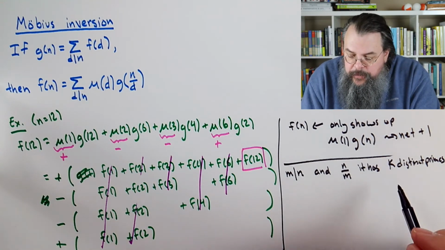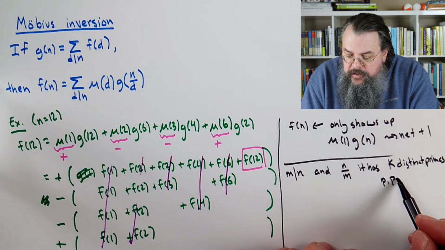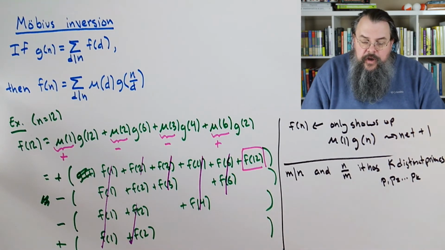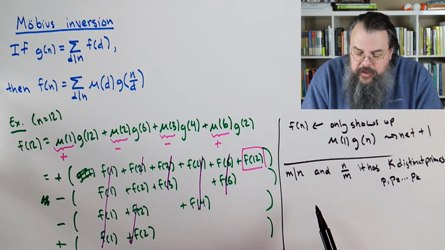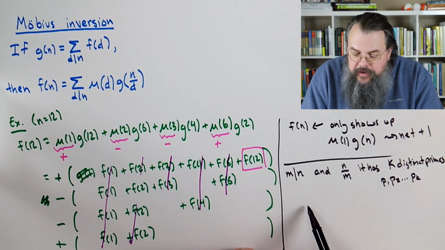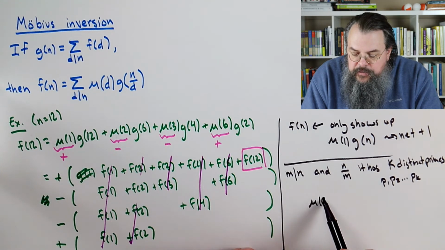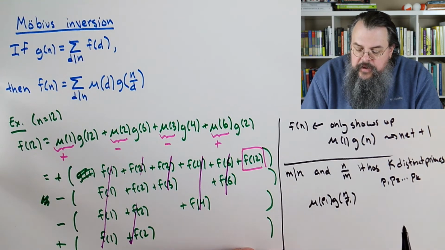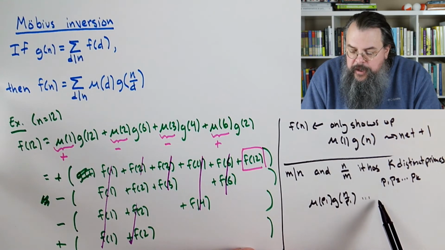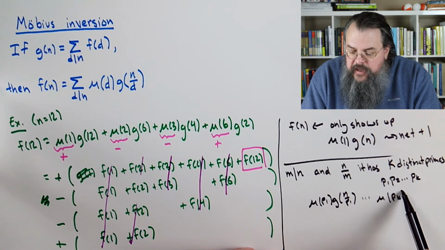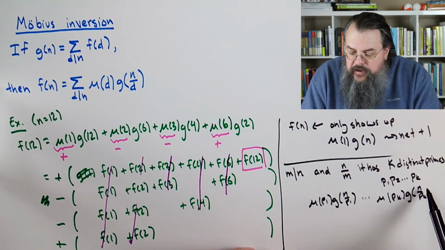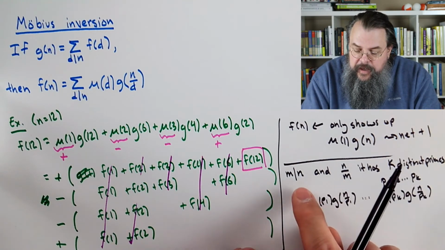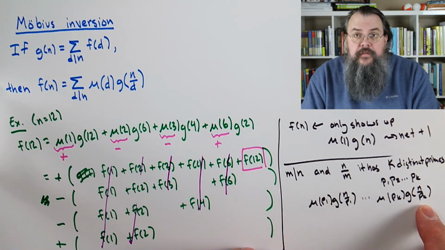Well, suppose we have our primes p1, p2, up to pk. So those are our primes. Then what we'll look at is the following. We would have mu of p1, g of n over p1, all the way up to mu of pk, g of n over pk. And notice, this m is definitely going to show up in all of these.